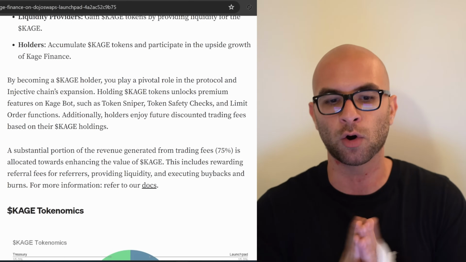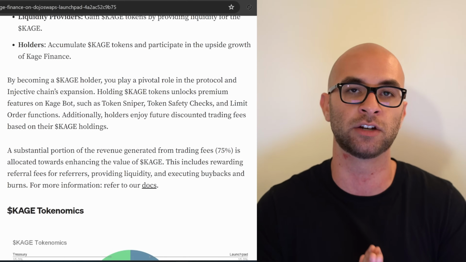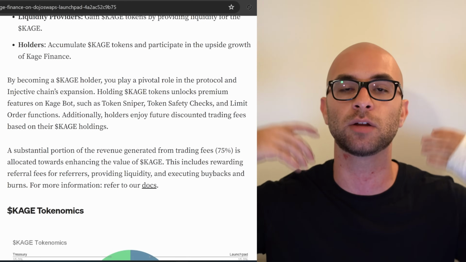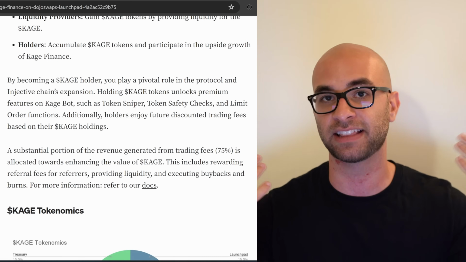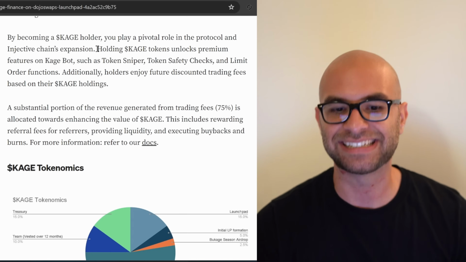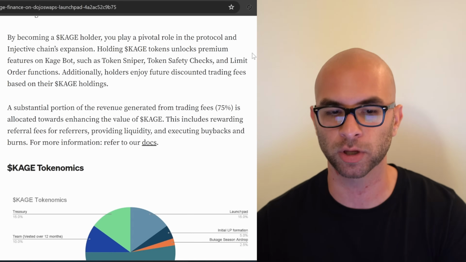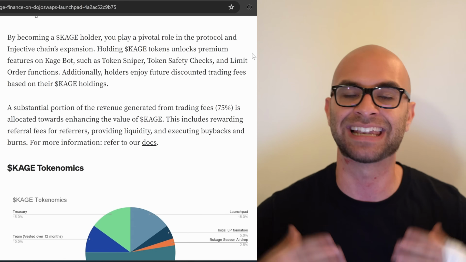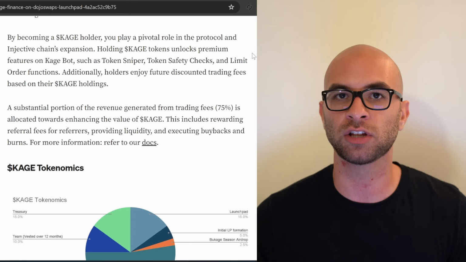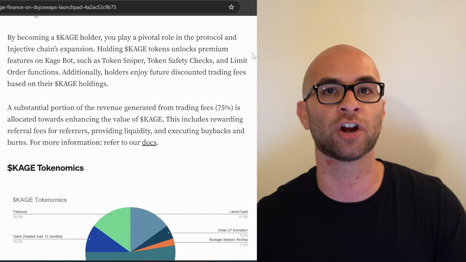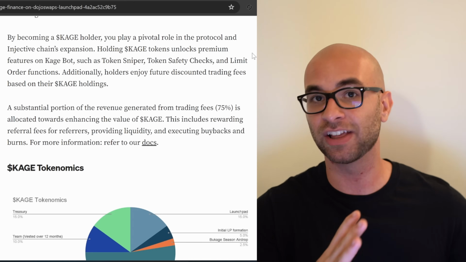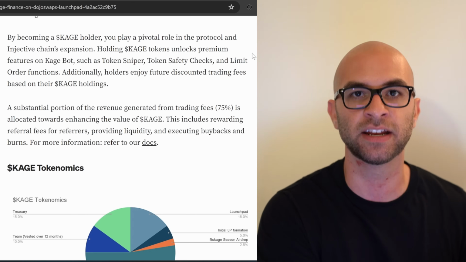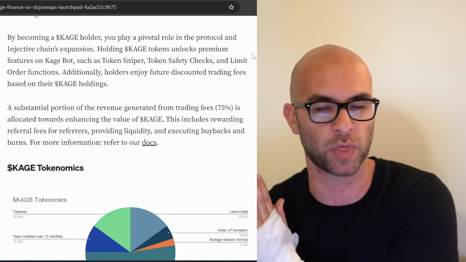And then they're also saying holders can accumulate this KAGE token. You're actually going to be able to stake it, and you're going to be able to get rewards and different things that they do in their ecosystem. And once again, they say that these tokens are going to unlock premium features, such as the token sniper, different token safety checks, and limit order functions. Now, there are limit orders already on Astroport as well as Helix, but Helix doesn't always have all the tokens listed, and I've run into so many different issues with Astroport.